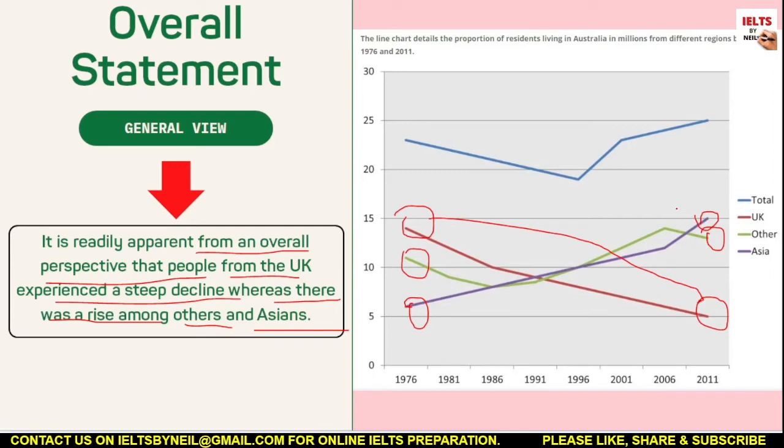I've not mentioned any value. I've not given any specific data about any particular region. Okay, I've just given the basic trends or the general trends. Now, in the body paragraph, you have to write the detailed information covering all the data.